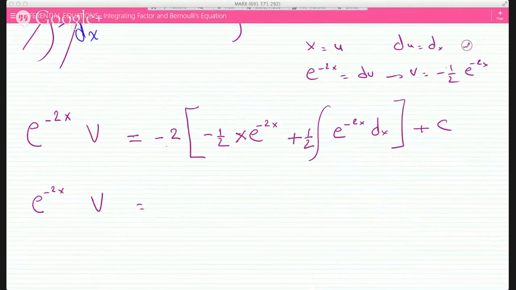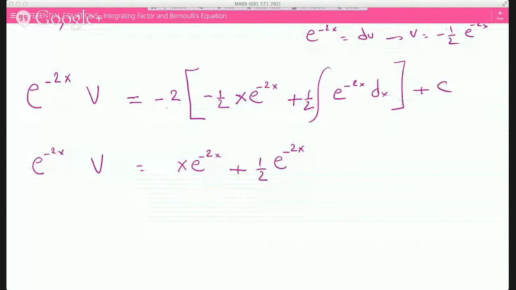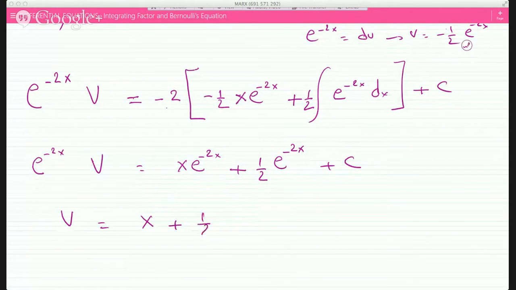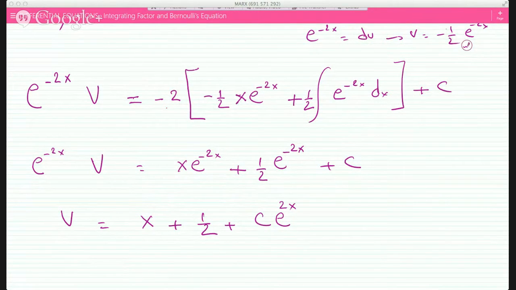is equal to x e to the minus 2x after we FOIL the negative 2, minus the integral of e to the minus 2x, which is e to the minus 2x divided by negative 2. So this becomes a positive 1/2, plus c. And now we can divide both sides by e to the negative 2x, so we get x plus 1/2 plus c e to the 2x. So here's our v.